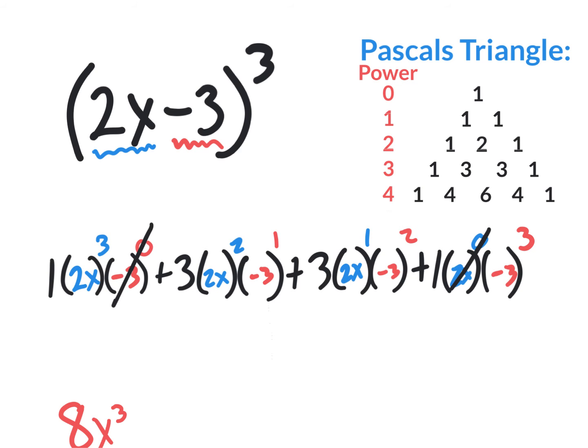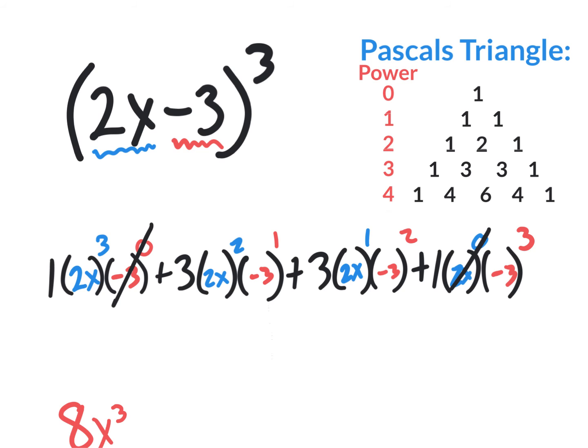Again, you could distribute the exponent to the 2 and to the x. So 2 to the third is 8. x to the third is x to the third. You cannot distribute over here because there's a minus sign. This is why we have to expand it using Pascal's triangle.